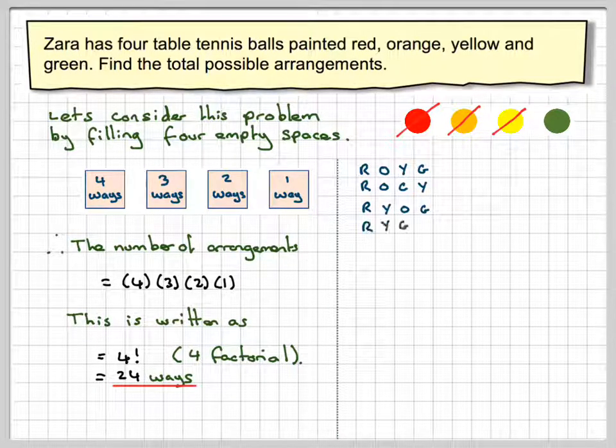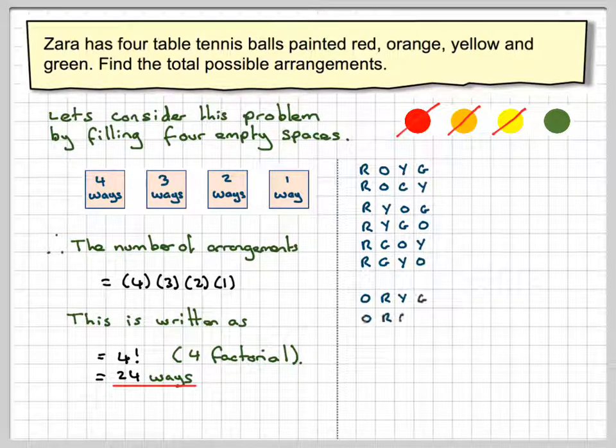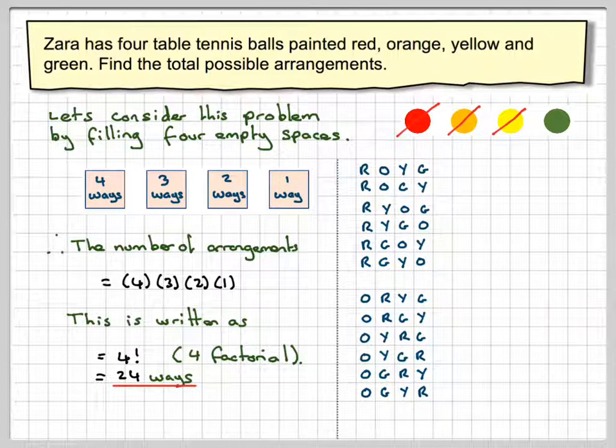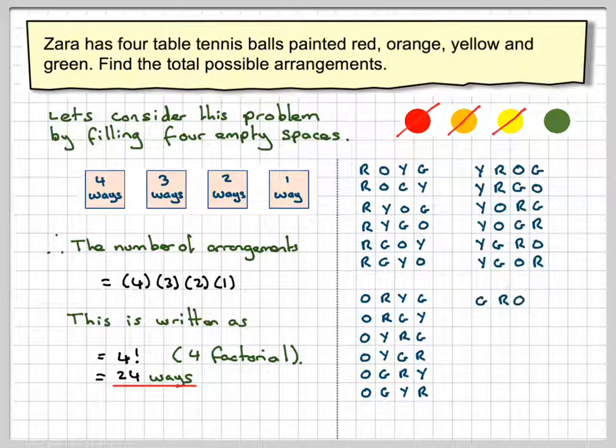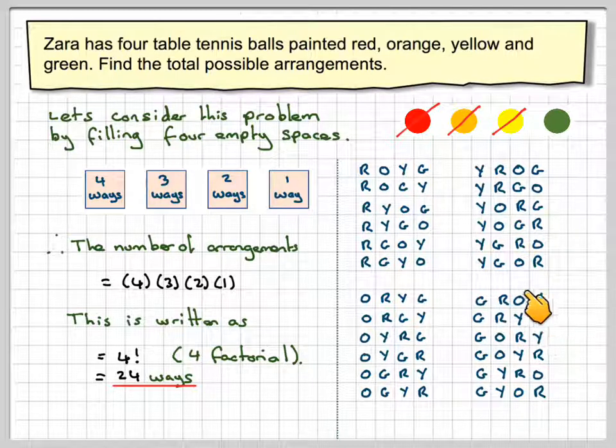Okay, if we write these out, all the ones with red at the beginning are those 6. All the ways with orange at the beginning are those 6. All those with yellow at the beginning are going to be these 6. And all the ones with green at the beginning are going to be those 6. So we can see we have 24 different ways of arranging those.